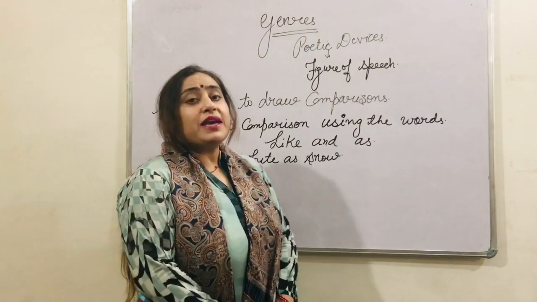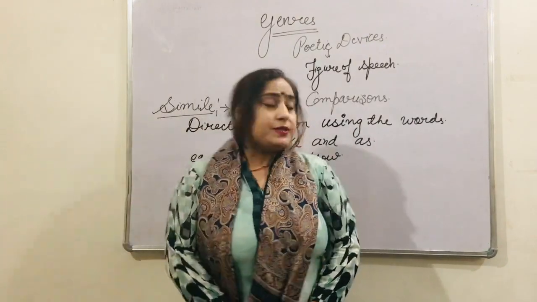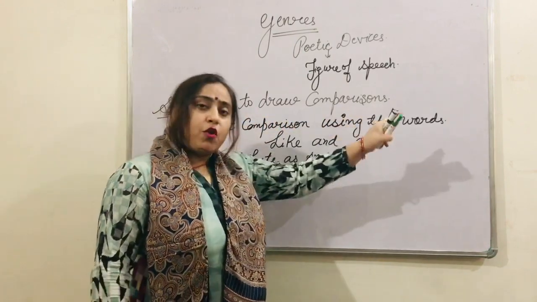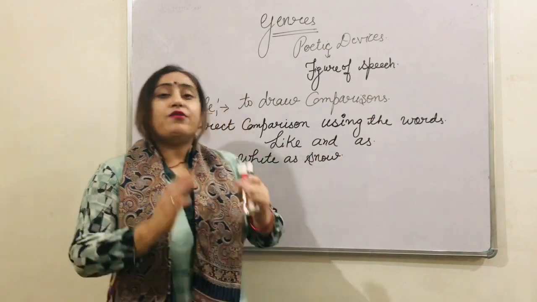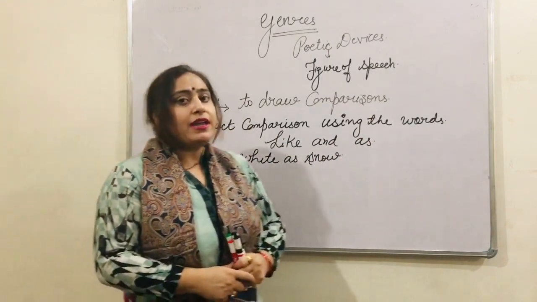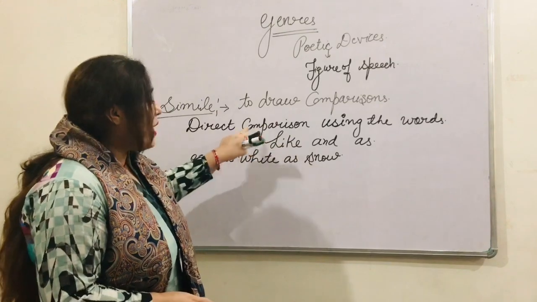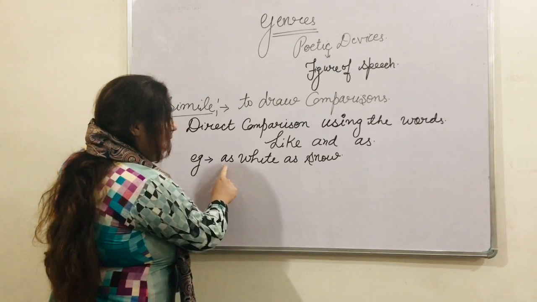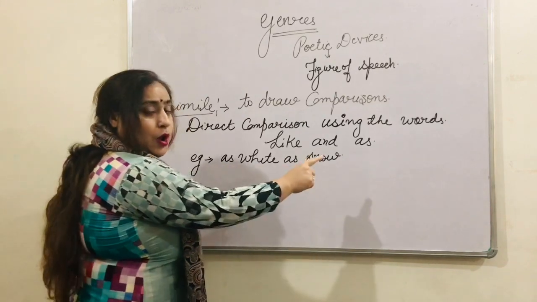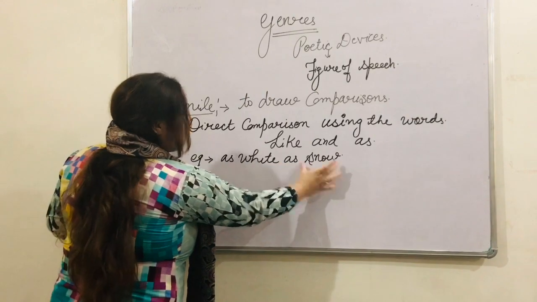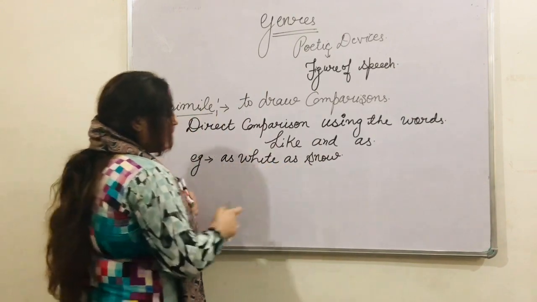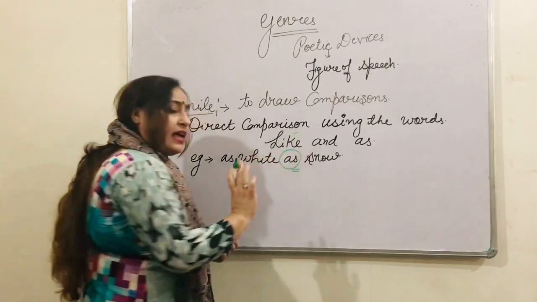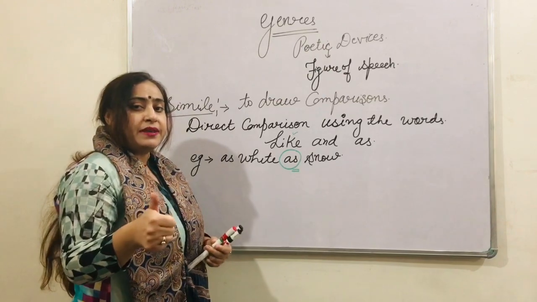Alright guys, my second figure of speech is simile. What is simile? Simile means when we draw a comparison. A simile is a direct comparison and you can identify it very easily, and this comparison is drawn using words like 'like' and 'as'. So, it's as white as snow. Alright guys, so white is compared with snow. You can identify it with this simple word 'as'. Where you see 'as' or 'like', you can mark it as a simile.